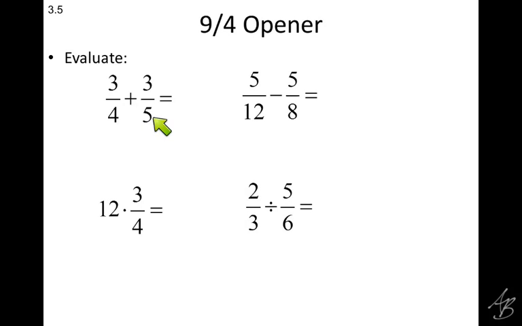Starting with this first one here where we are adding the fractions together, what's the first thing we need to do when we're adding fractions? And this is actually the same thing for subtracting fractions. What's the first thing we need to do? We need a common denominator.